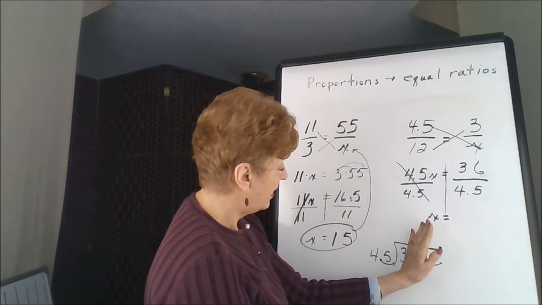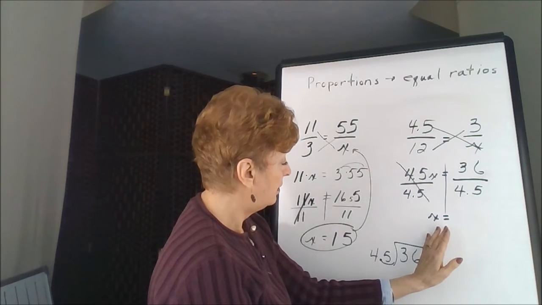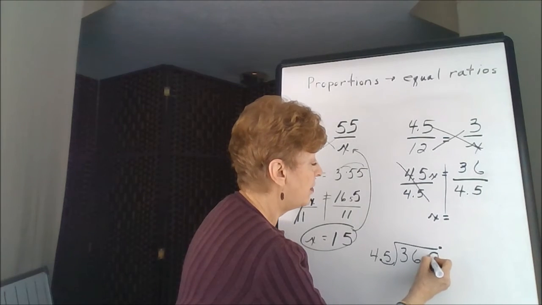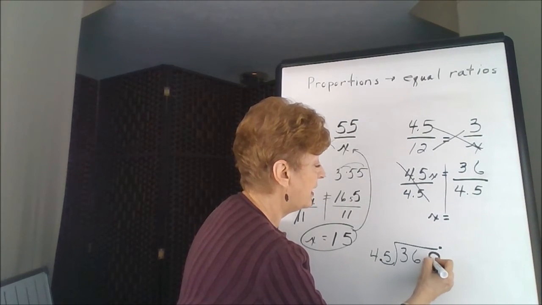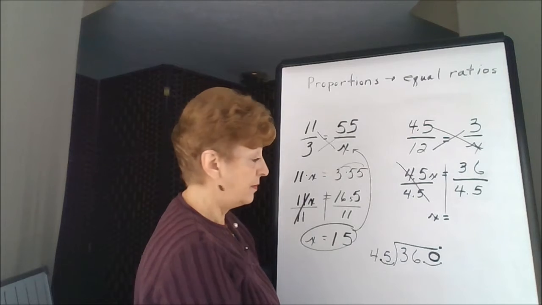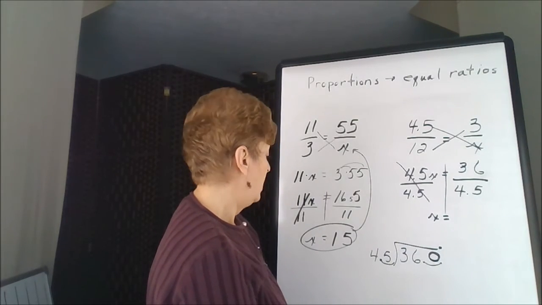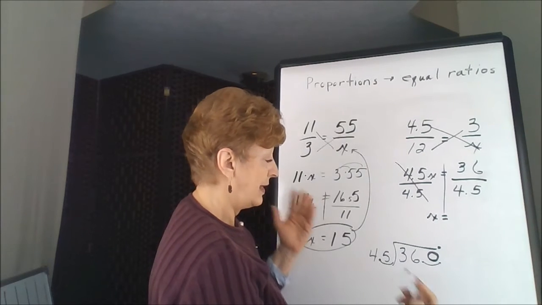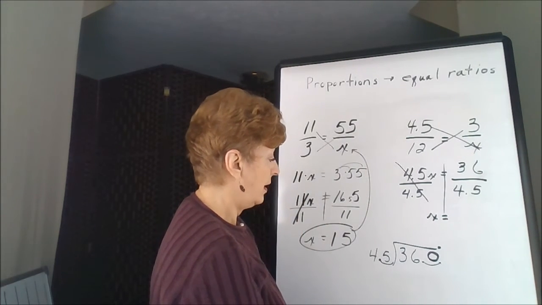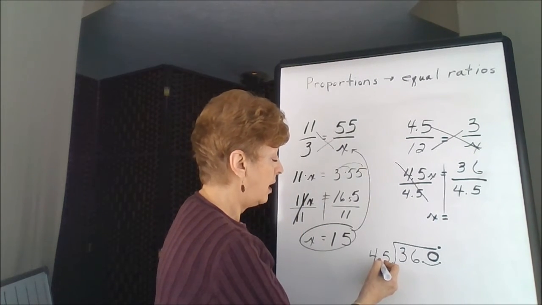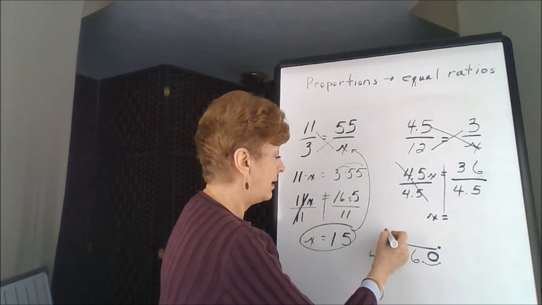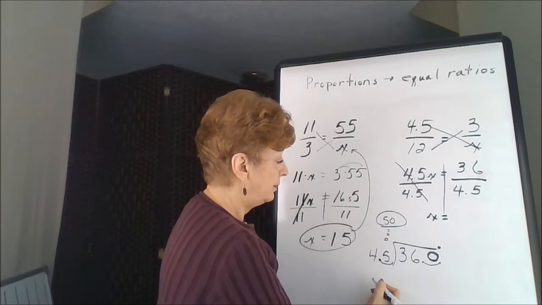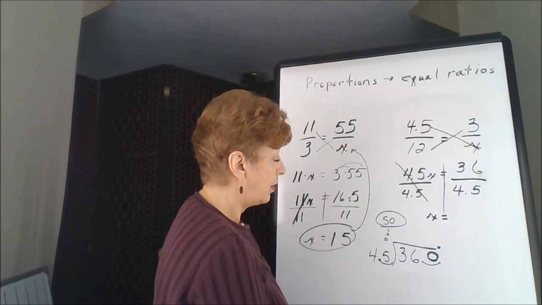45 divides into 3. No, it's too small. 36 is smaller than that. We have to go all the way over to the very last number in order to get our first answer. Okay, 45 is really right in the middle here. This is a difficult one because if we estimate this, we would go to 50 because 5 is a power.